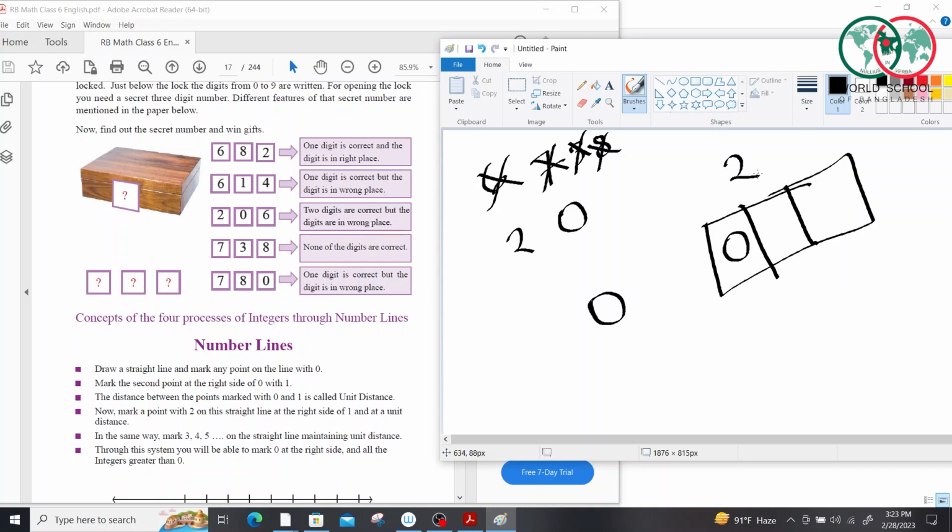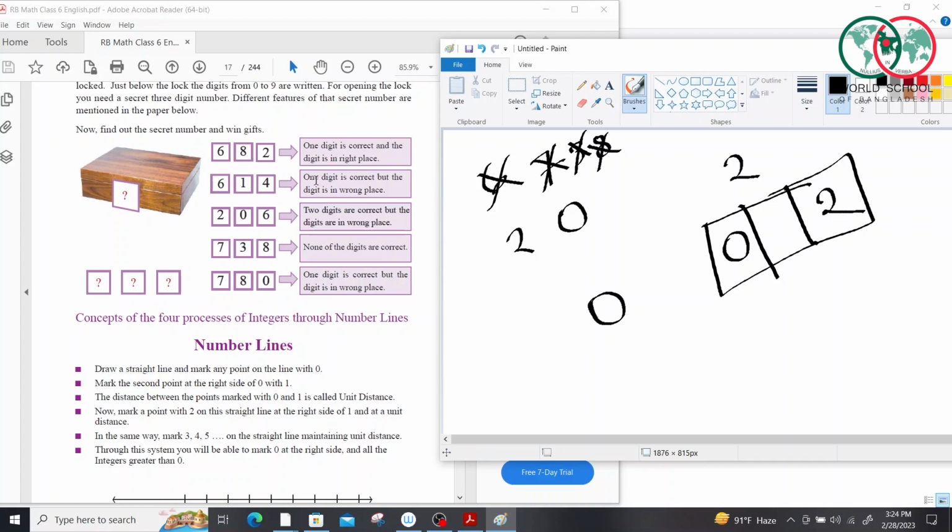But let's first focus on the first clue. Here one digit is correct and the digit is in the right place. We already found that 2 is our right digit, and if it is in the right place, that means it has to be in the 1's place. So 2 will be in the 1's place.